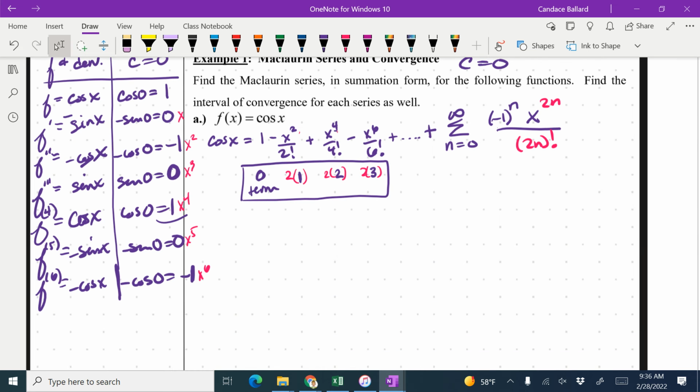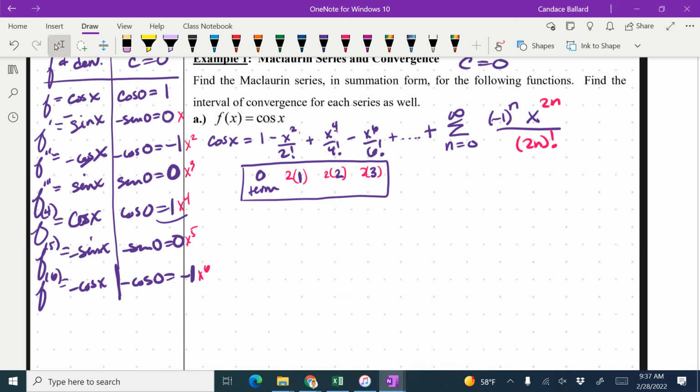So that took care of the first sentence, right? Find the Maclaurin series in summation form for the following function. Okay, perfect. We got cosine x. We expanded it. That's the Maclaurin series. We got the summation thing at the end. Unfortunately, there's another sentence there, so we have to take care of that other sentence. All right, so we're going to find the interval of convergence for each series as well.